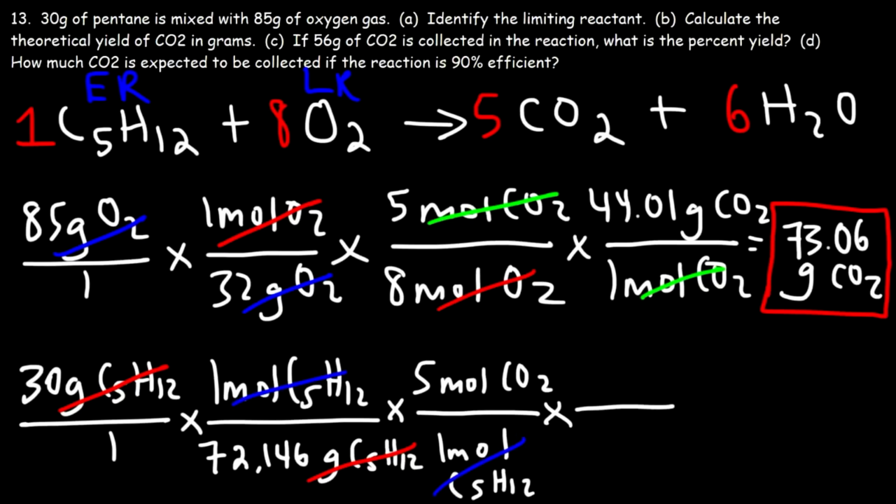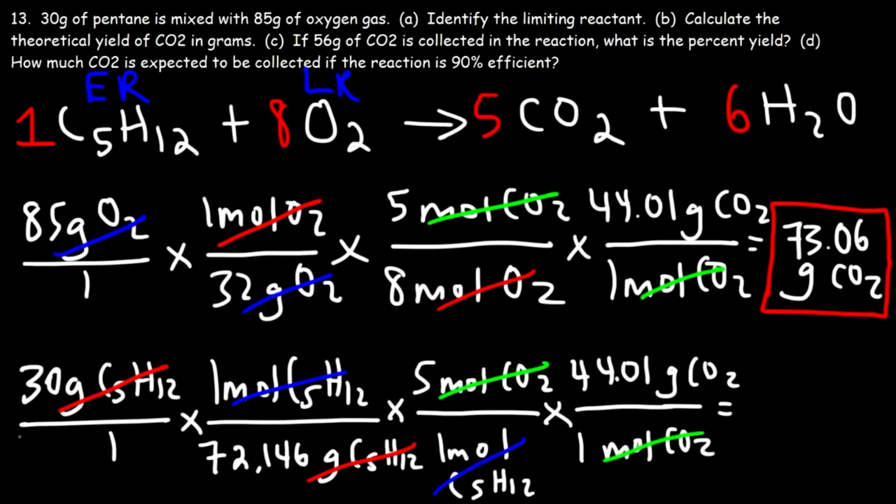Now the last step is going to be the same. The molar mass of CO2 will not change. I'm trying to conserve as much space as possible. So now it's going to be 30 divided by 72.146 times 5 times 44.01. And so notice that we get a higher amount, 91.50 grams of carbon dioxide.